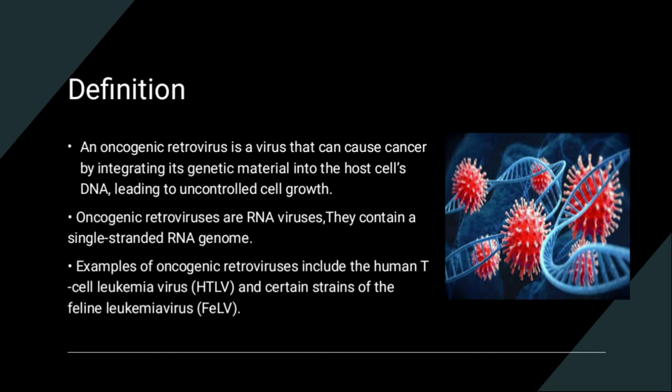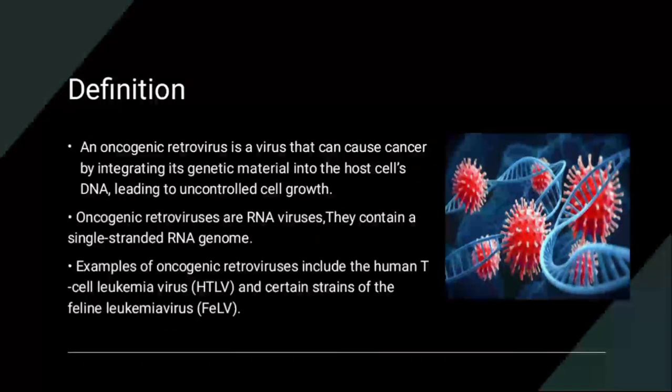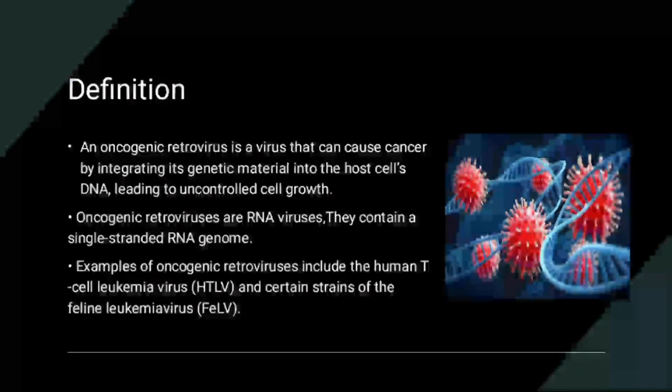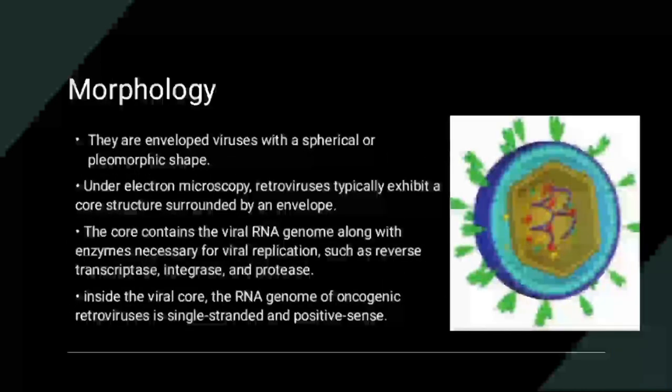These viruses cause a wide range of tumors but are most commonly associated with tumors involving hematopoietic cells. Hematopoietic cells are immature cells that can develop into all types of blood cells, including white blood cells and red blood cells. Examples of oncogenic retroviruses include the human T cell leukemia virus and certain strains of the feline leukemia virus.